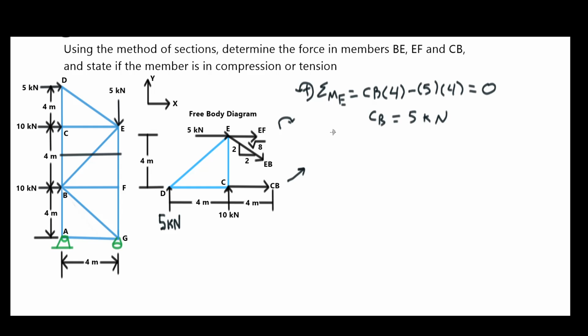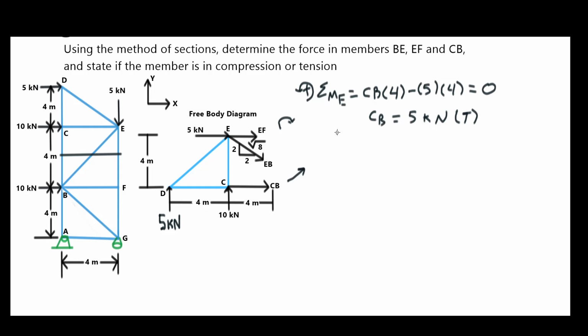Now, since it's a positive value, we predicted right that we have it drawn as a tension. It turned out to be a positive value, so CB is in tension. Now if that value was a negative, then it would be compression.